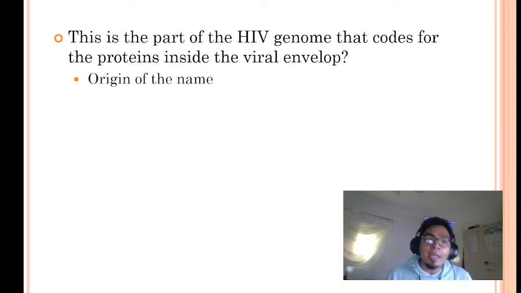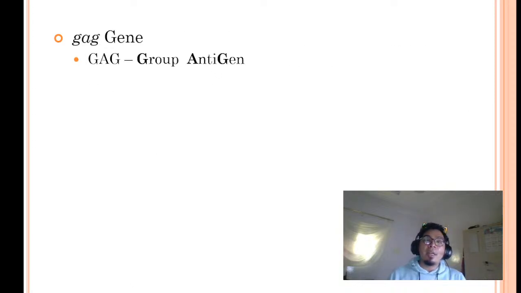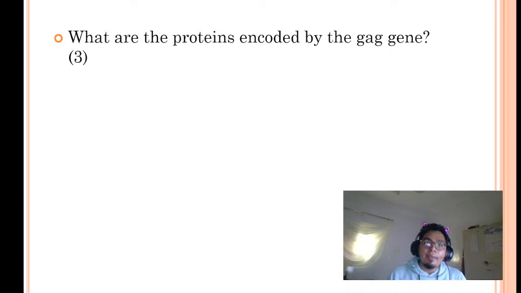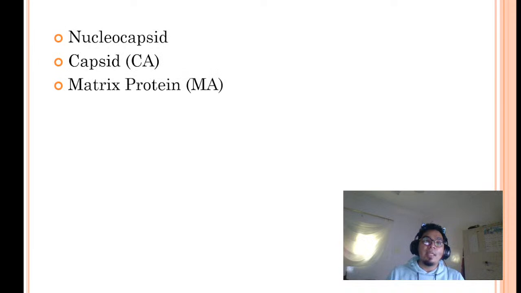So what are they? They are the proteins in the viral envelope. All right. Next, what are the proteins encoded by the Gag genes? You're going to see this in the viral envelope. It is the nucleocapsid, the capsid, and the matrix protein.